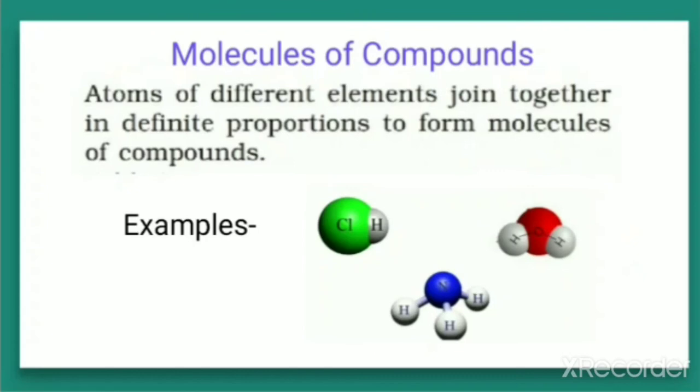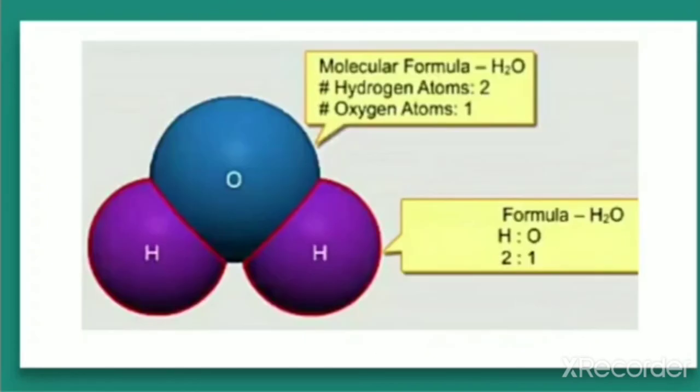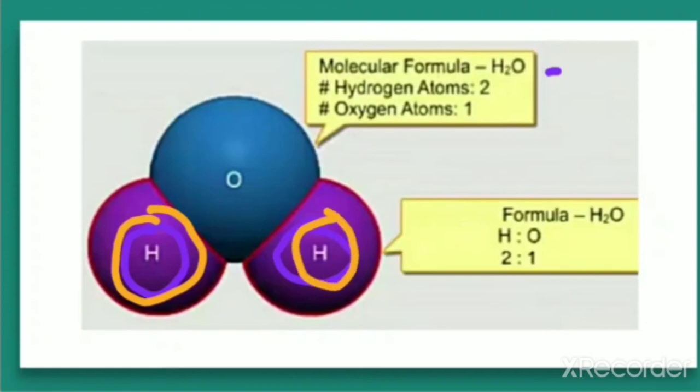Let us take one case, water. What is the formula for water? You are familiar with the formula H2O. What it shows is that H2O is made up of two hydrogen atoms and a single oxygen atom. So what is the ratio on the basis of number of atoms? When you count the number of atoms, the ratio of H to O, that is number of hydrogen and number of oxygen, when you find it out, is 2 to 1.